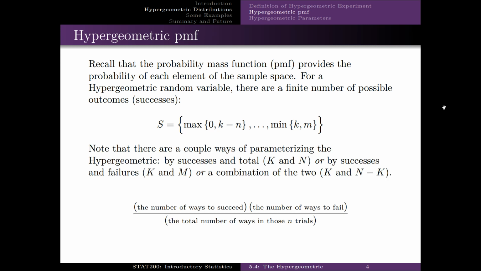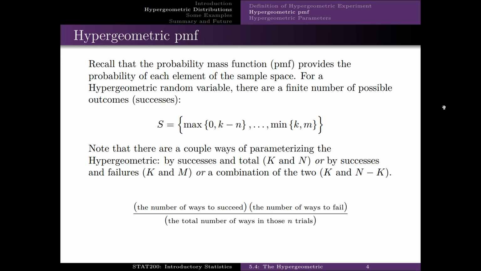How do we parameterize this? There's lots of ways of parameterizing the hypergeometric. That's another frustrating thing. With the binomial, it's always n and p or n and pi. For the hypergeometric, there's at least a half dozen ways. In fact, Hawks uses a way that's different from either R or the Forsberg text. We can do it by successes and total, or by successes and failures, or by a combination of the two.